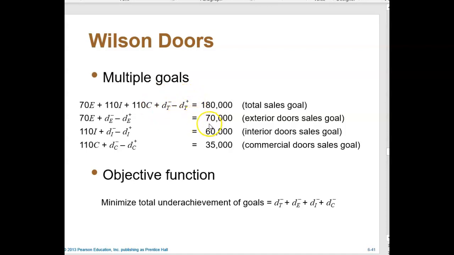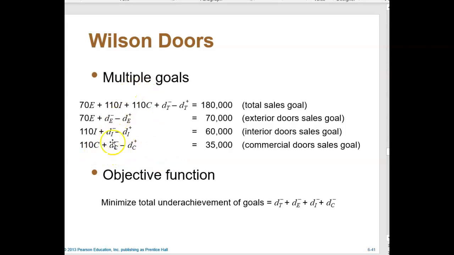The same way, goal number 2, defined mathematically as an equation using the deviation variables, is 70e plus the negative deviation for e minus the positive deviation for e has to be equal to 70,000. The same way we create the equations for the interior door sales goal, which is goal number 3, and the commercial door sales goal, which is goal number 4.